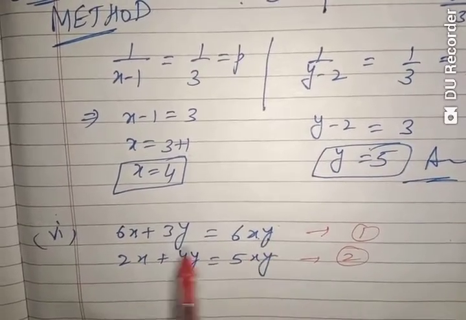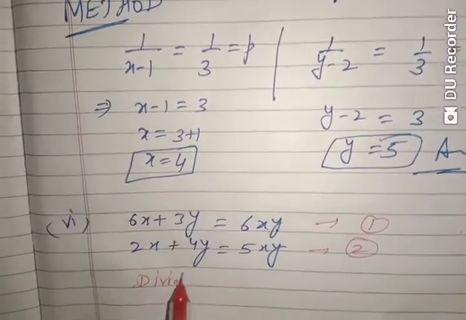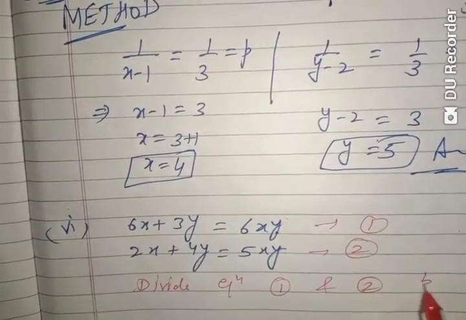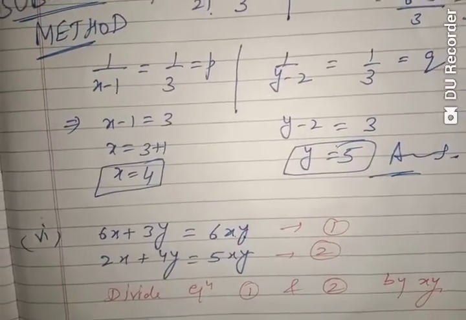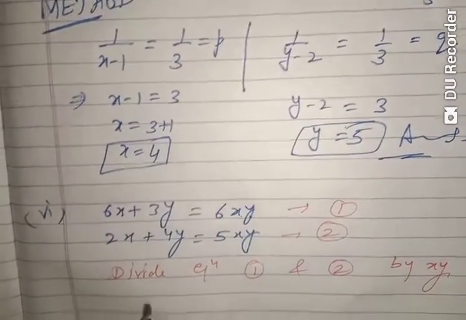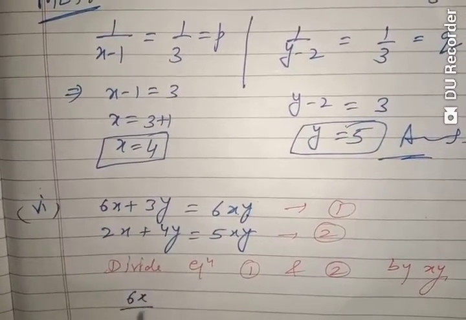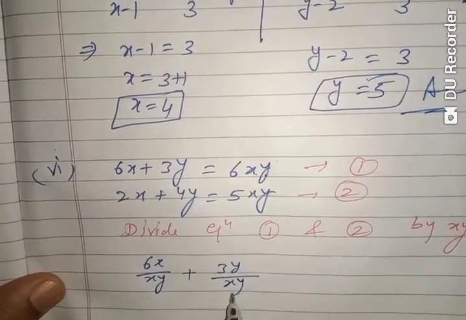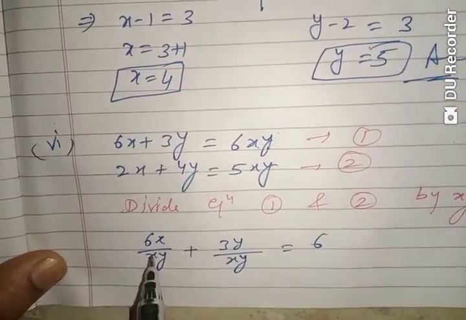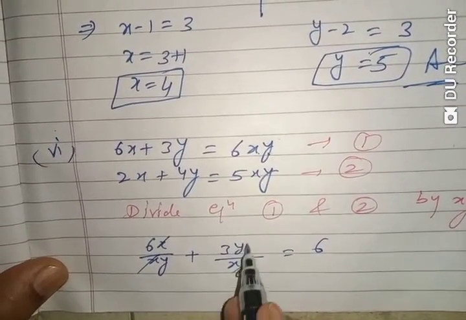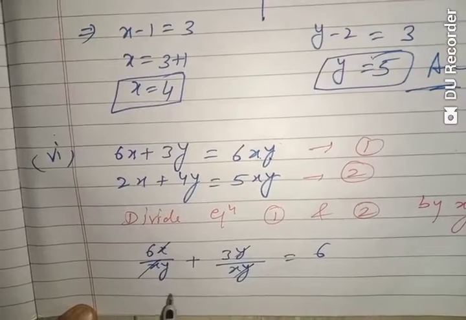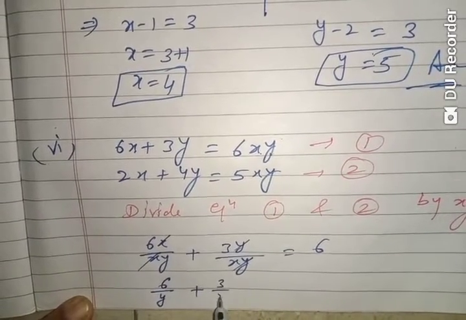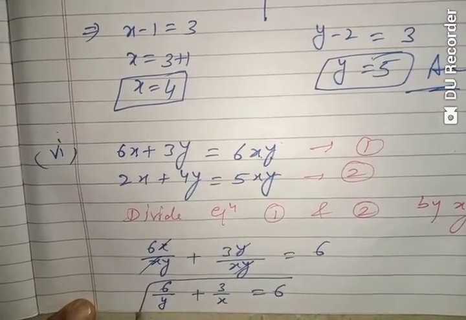So divide equation 1 and 2 by xy. We'll divide equation 1 and 2 by xy on both sides. So this will be 6x upon xy plus 3y upon xy is equal to 6. This x gets cancelled with x, this y gets cancelled with y, and this equation will become 6 by y plus 3 by x is equal to 6. This is our first equation.